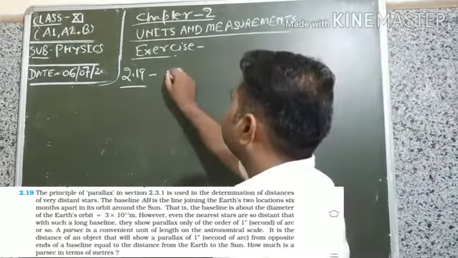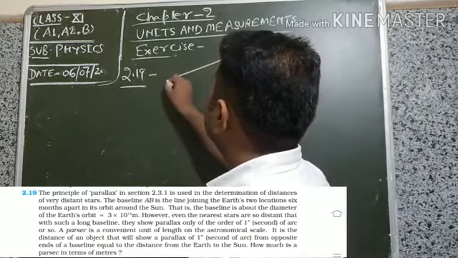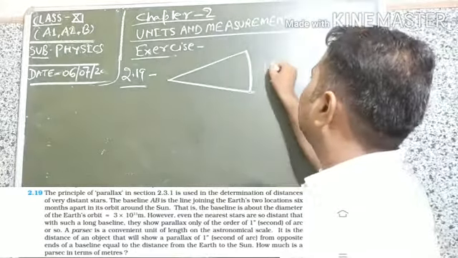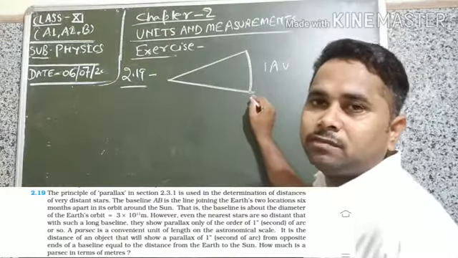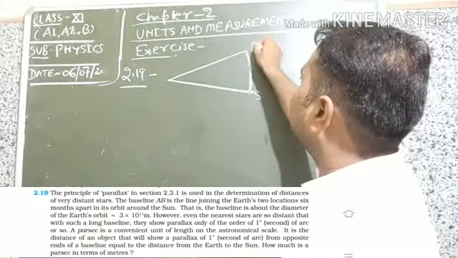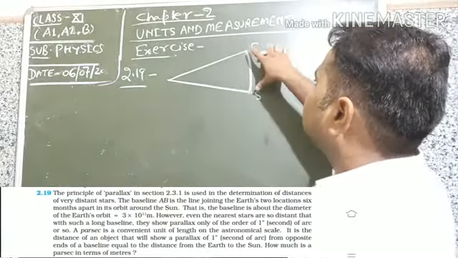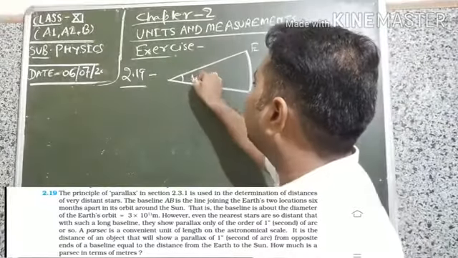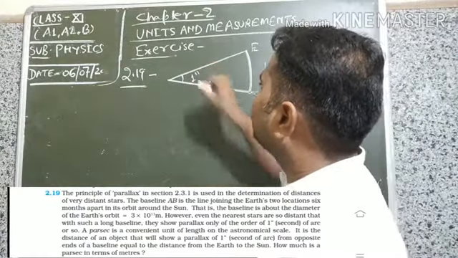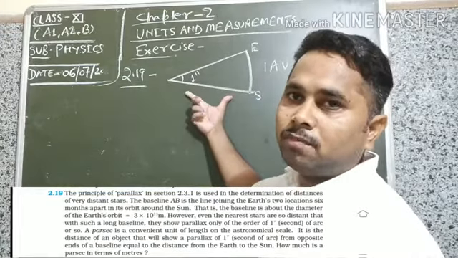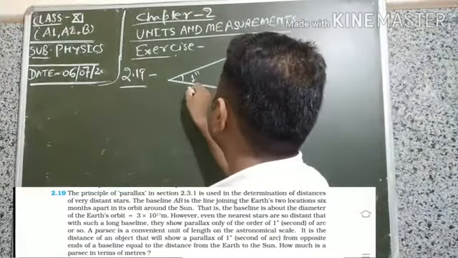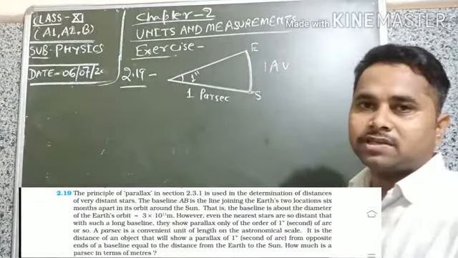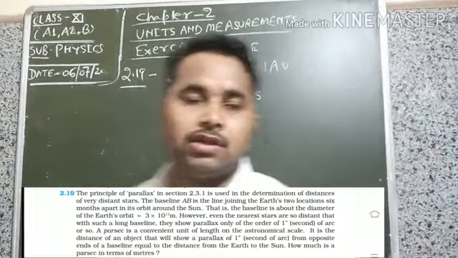See here, you know that if this arc length is equal to the 1 AU, that is the average distance, mean distance between sun and earth, so this arc length subtends 1 second angle at a distance. That distance is called parsec, 1 parsec. This is the definition of the parsec. So let's use this definition.